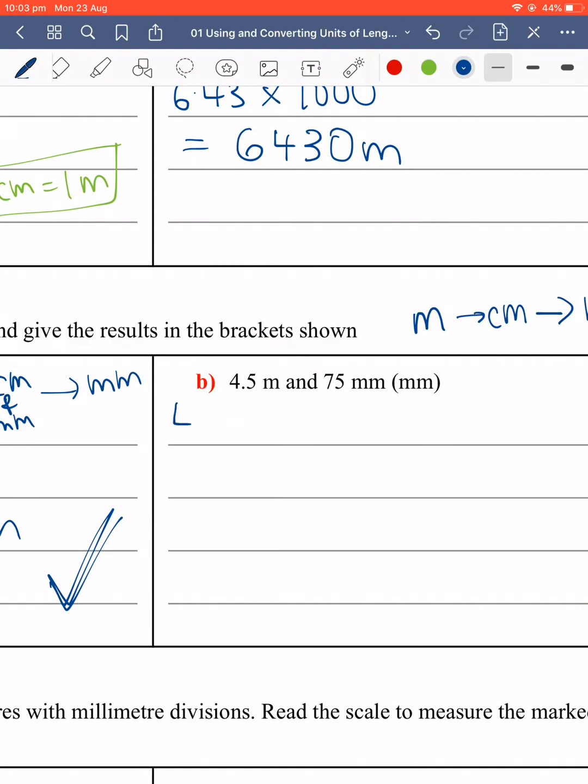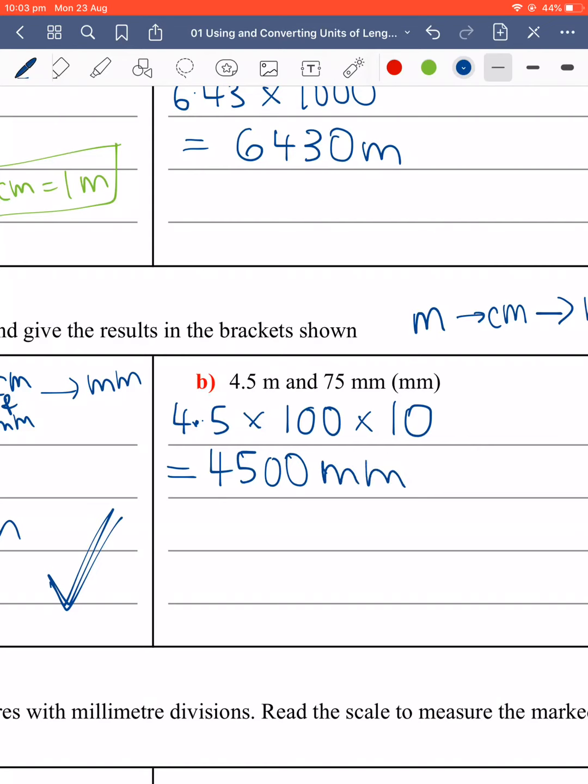So let's do that to our 4.5. I have my 4.5 and I am going to multiply it by 100 and then multiply it by 10. Once I do that, I will be able to get my final answer. Just some very quick math, to make my life a little bit easier. Always have a calculator on hand. I end up with 4,500 millimeters.